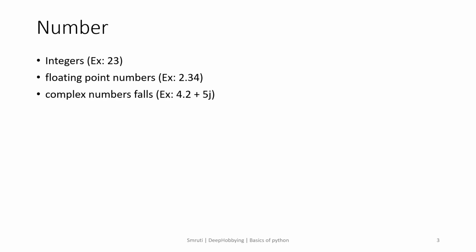Okay, number. There are 3 different kinds of numbers in Python. It could be an integer, which is a whole number, or a floating number, that's a fractional number, or it could be a complex number, where there is an imaginary part along with the real part. In this case, 4.2 is the real part and the 5 is the imaginary part. Enough talking, let's see it in practice.